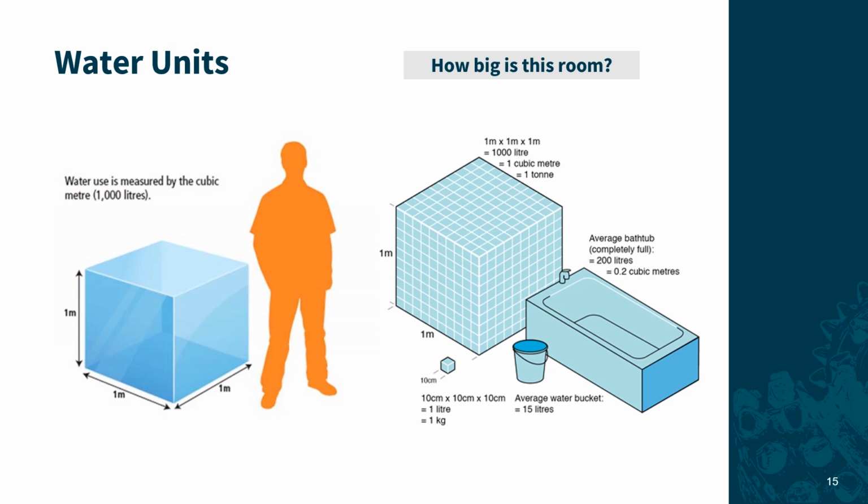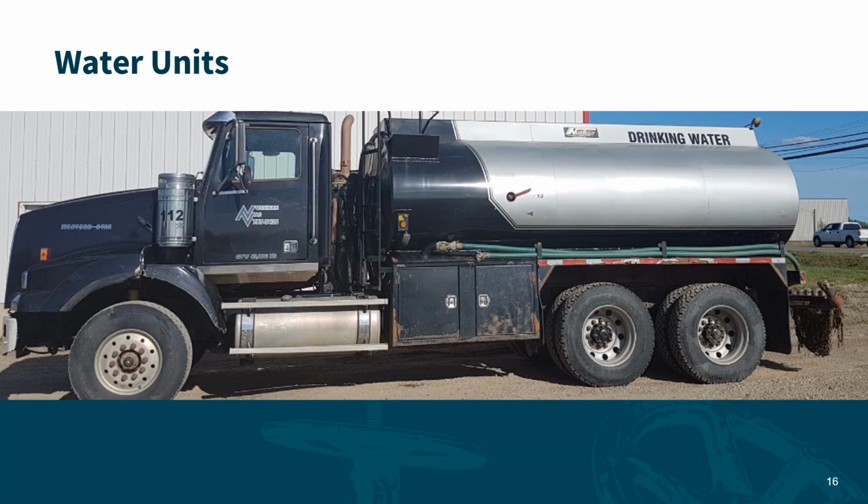Another way to put this into context is water trucks. We see these quite often in the Northeast and in rural areas, especially where people rely on water delivery for their potable water. One of these fixed body trucks carries approximately 15 cubic meters of water.